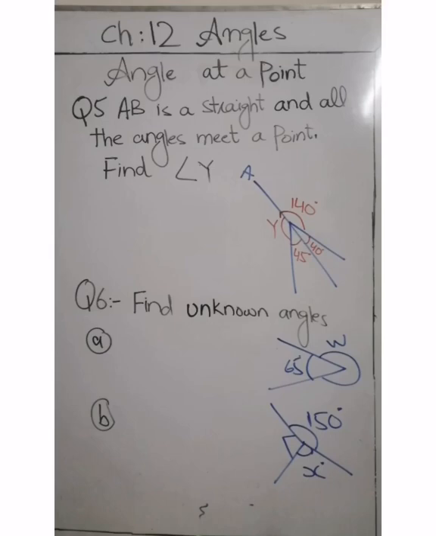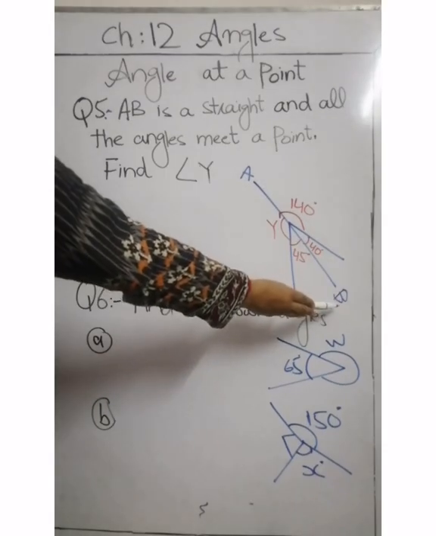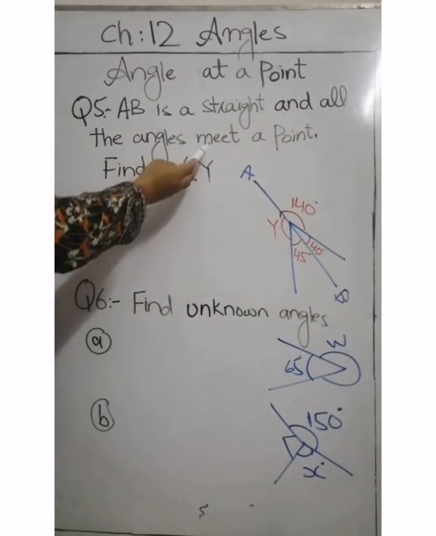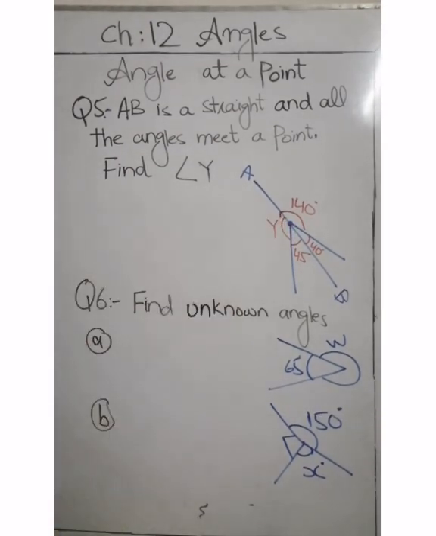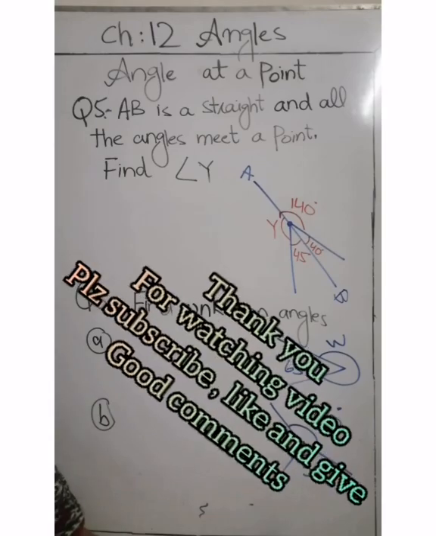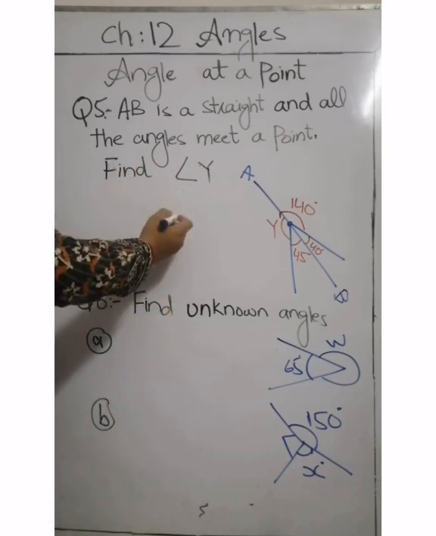Now students, let's have some questions from our textbook page number 245. Our question number 5 is, AB is a straight line. Here we have A and B. AB is a straight line and all the angles meet at a point. We know that angles at a point add up to 360 degrees.